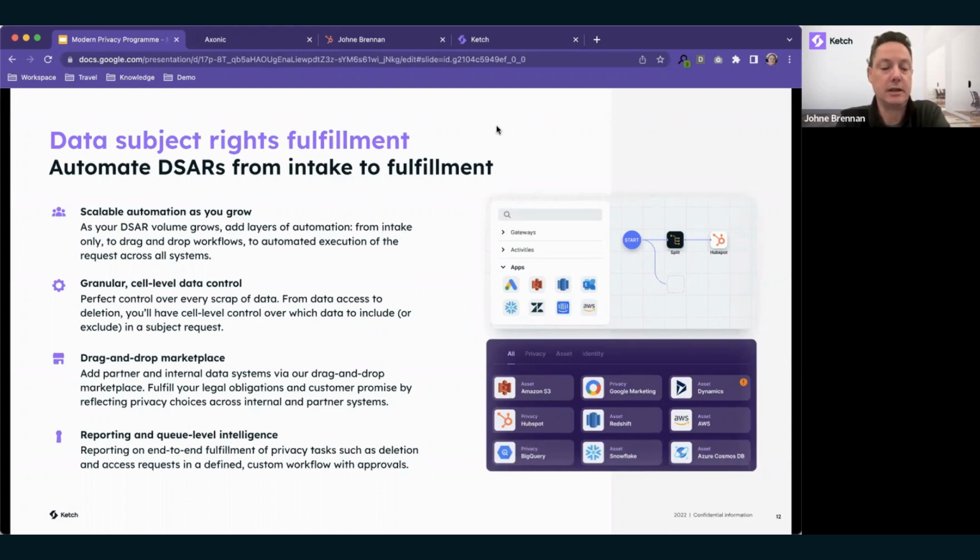Not only is automation important, but being able to define what this looks like. How do I get to my data in a very easy way? Our marketplace allows you to connect all your different internal and external data systems in a very functional, easy way. And then finally, being able to report on that. It's one thing to run through the process of handling the requests, but how do I have intelligence into it? How do I know what's happening? How do I know it's working? How do I know where there might be challenges? Being able to report on that is also critically important.